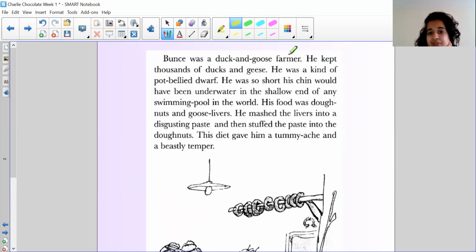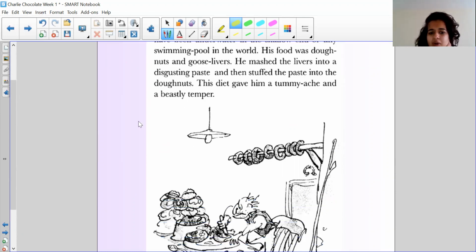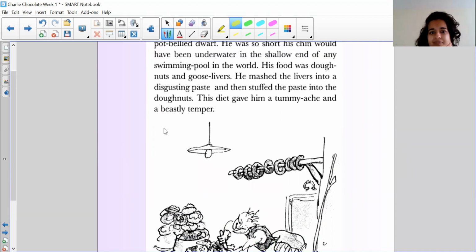Bunce was a duck and goose farmer. He kept thousands of ducks and geese. He was a kind of pot-bellied dwarf, and now pot-bellied means you've got a tummy that looks like a pot. Okay, it's nice and round. That's a pot belly. Okay. He was so short, his chin would have been underwater in the shallow end of any swimming pool in the world. Okay, which means he's even shorter than us.